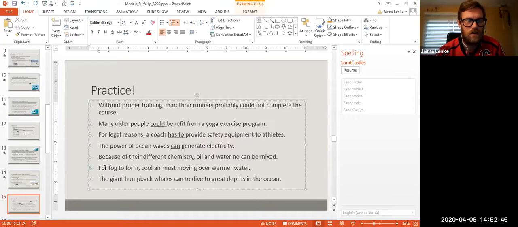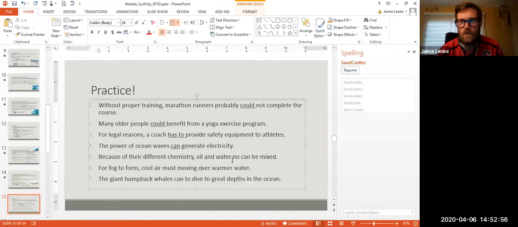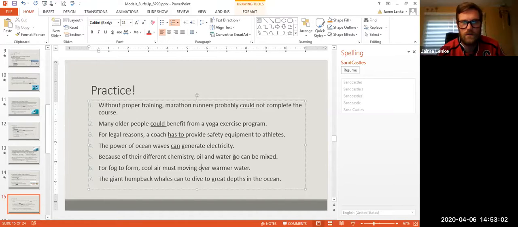And generate. And then it says, "Because of their different chemistry, oil and water no can be mixed." What do we think? Water cannot be mixed. Cannot. Right? Again, it's in the wrong place. So we would say cannot.